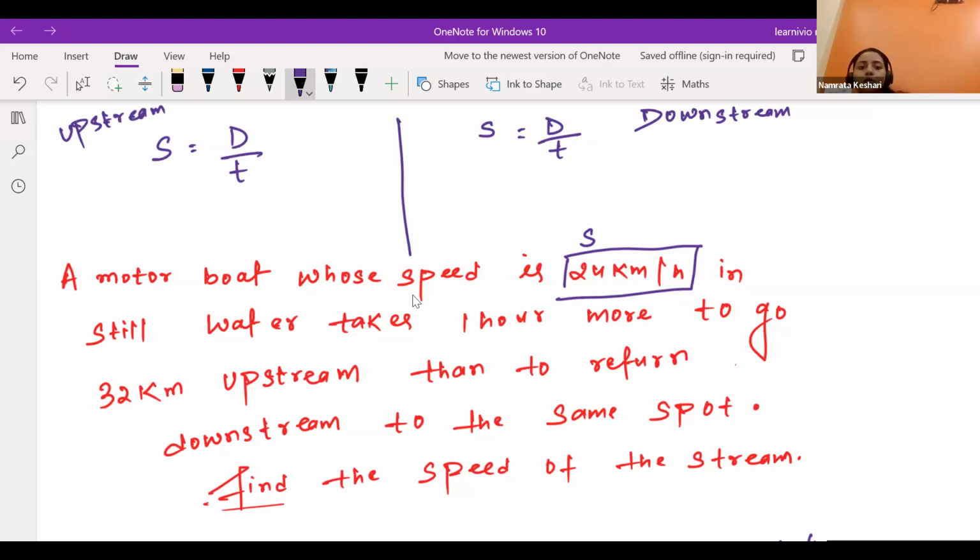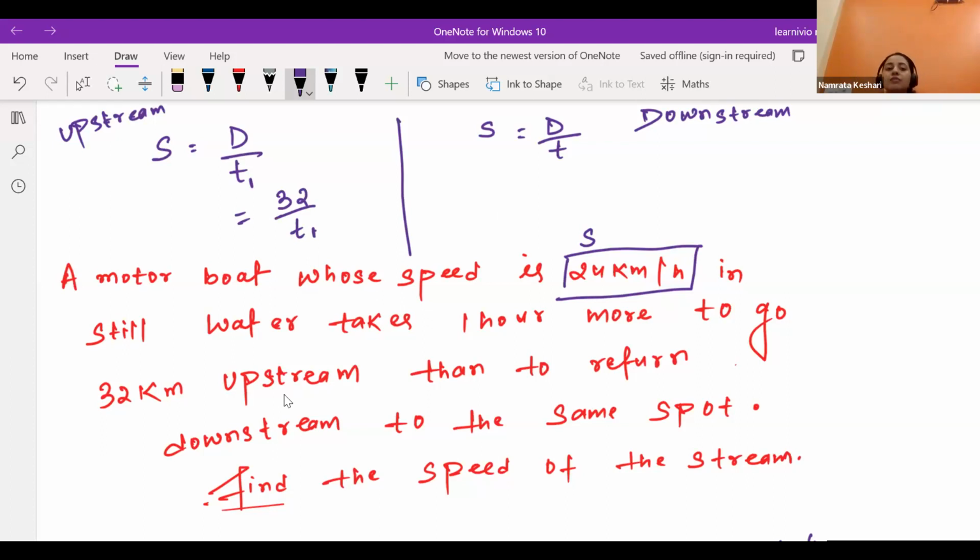So a motorboat whose speed is 24 kilometer per hour in still water takes 1 hour more to go 32 kilometer upstream. It is covering 32 kilometers upstream. Okay, time, let's say for upstream the time is t1. And the speed, upstream means it is going against the direction of the stream, and so the speeds will get subtracted.